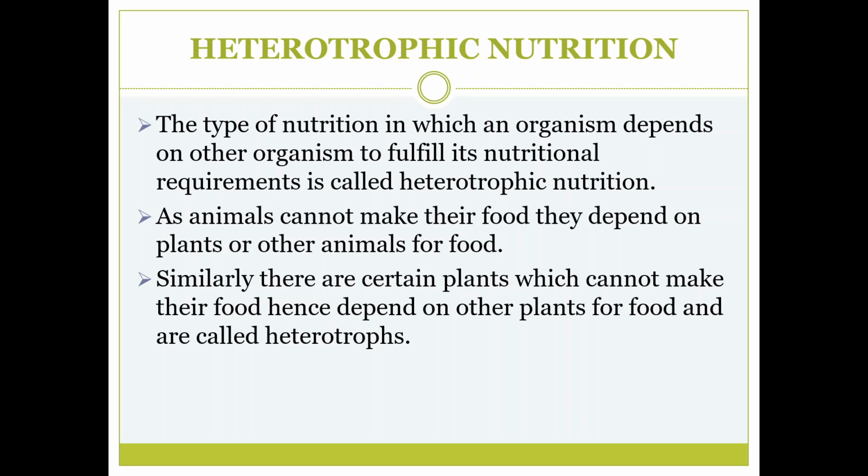Heterotrophic nutrition. The type of nutrition in which an organism depends on other organisms to fulfill its nutritional requirement is called heterotrophic nutrition. As animals cannot make their food, they depend on plants or other animals for food. Similarly, there are certain plants which cannot make their food and hence depend on other plants for food and are called heterotrophs.